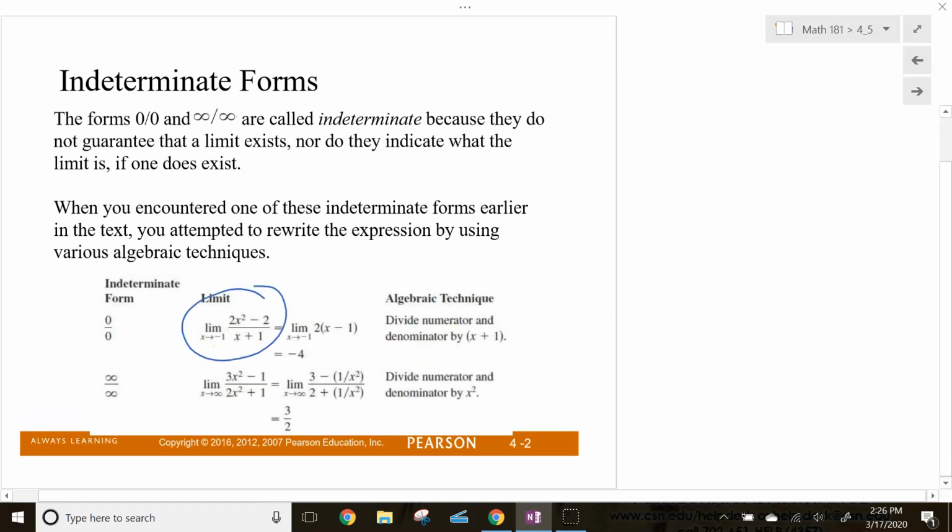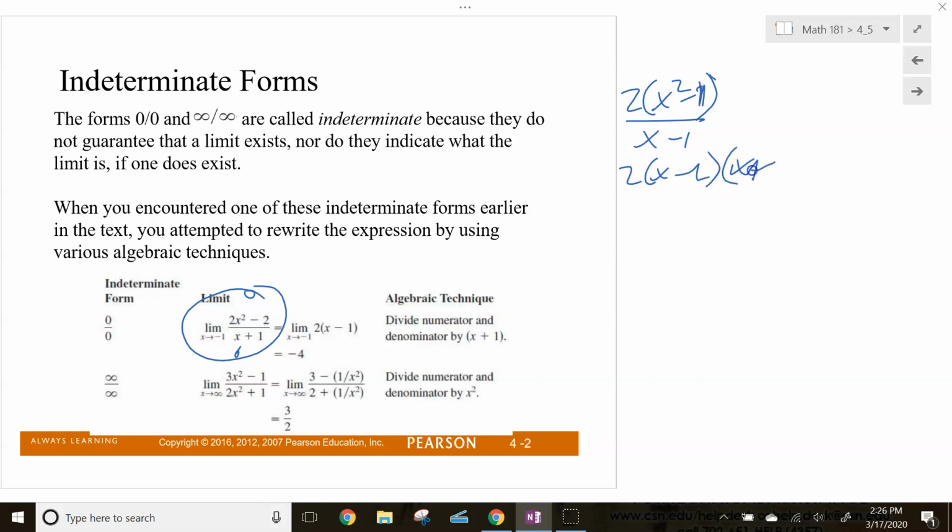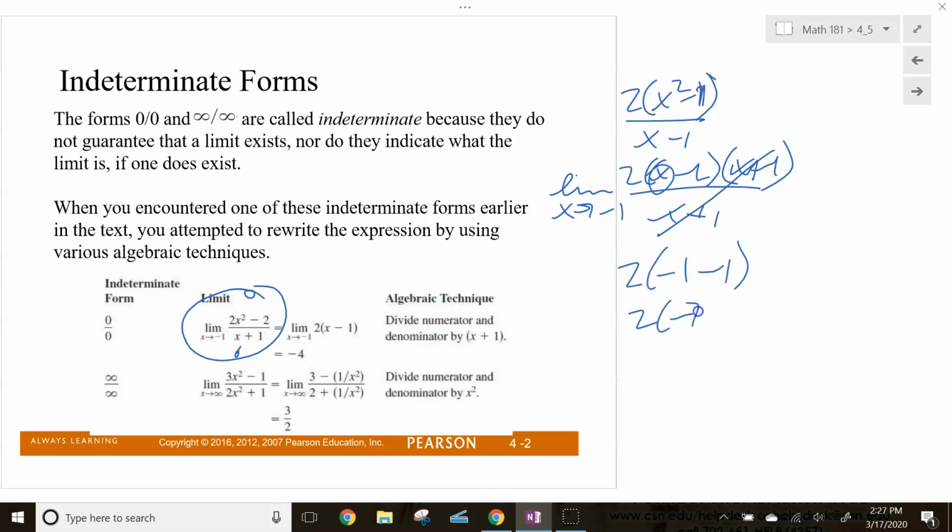But yeah, if we plug in -1 on that, we get an indeterminate form, right? We got a 0 on the bottom, we got a 0 on the top. And so what we did when we were in indeterminate form is we would factor that, as it shows there, right? We got x minus 1, x plus 1. And then the x plus ones cancel, and then we plugged it in because we're taking the limit as x goes to -1, right? So -1 goes in, so we got 2 times -2, so we get the -4, right?